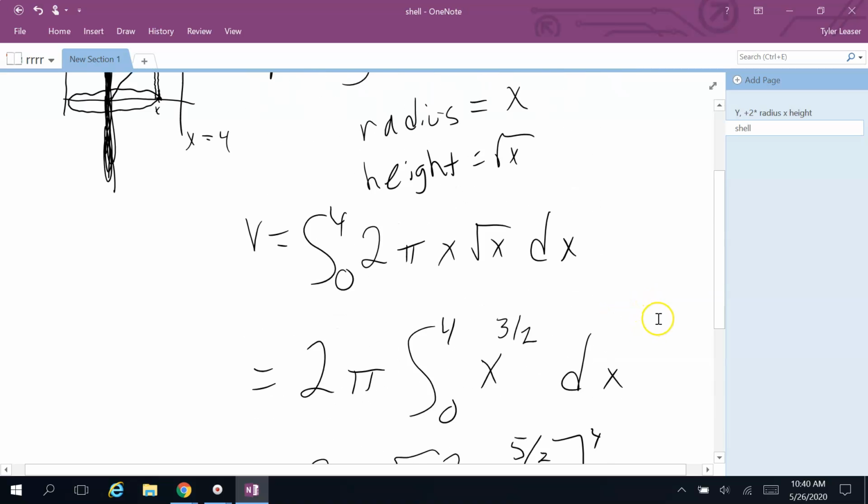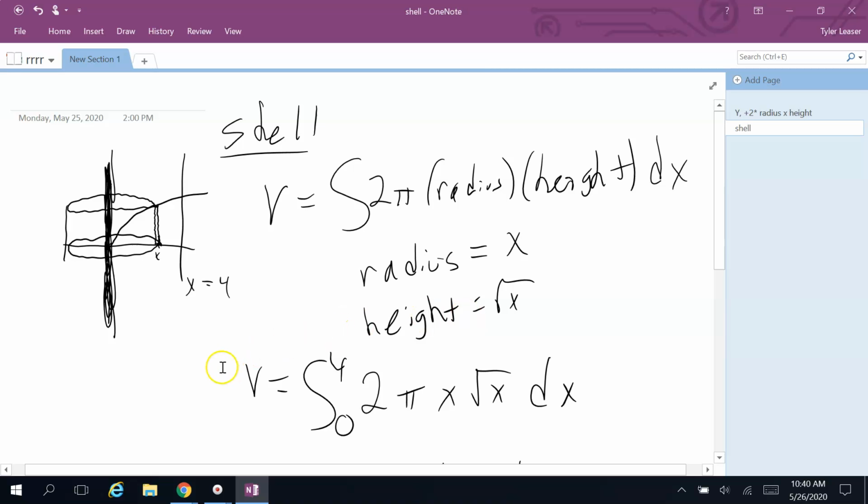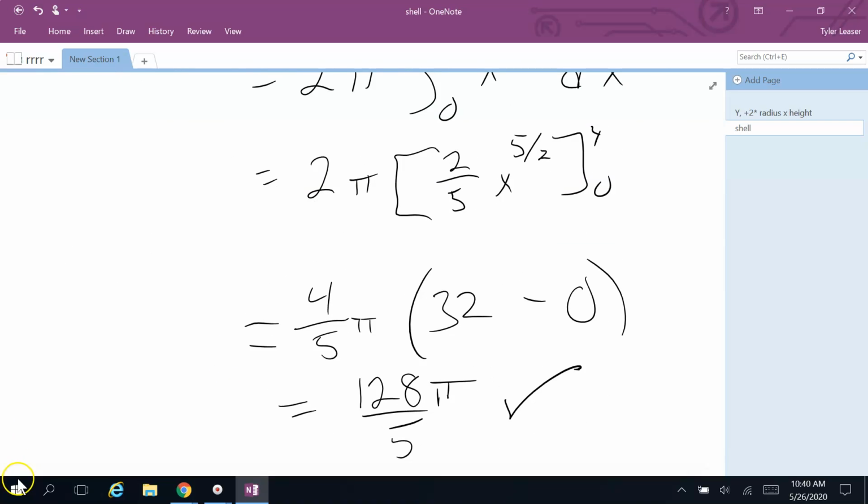It's just that sometimes the shell method is easier to do, and it all has to do with defining your slices. If parallel slices are easier to define, do the shell method. If perpendicular slices to the axis of rotation are easier to define, do the washer method. But that's it for section 2. Got it done in one really long video.